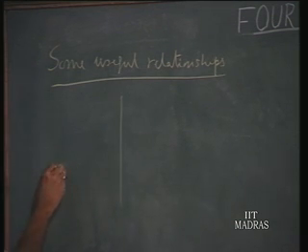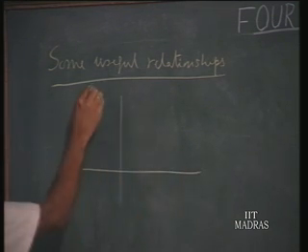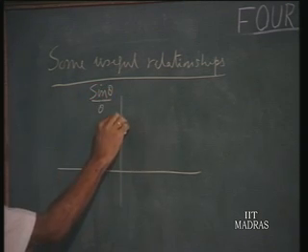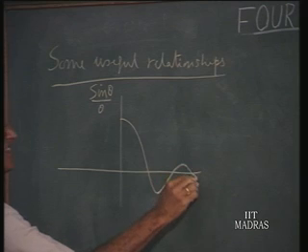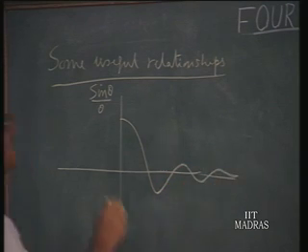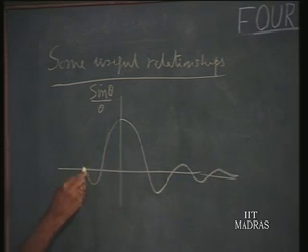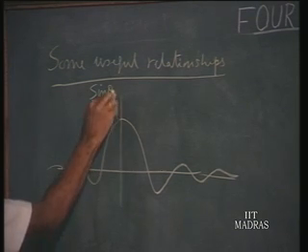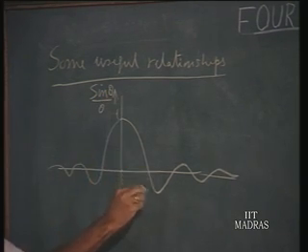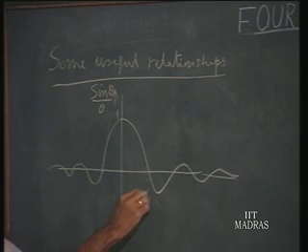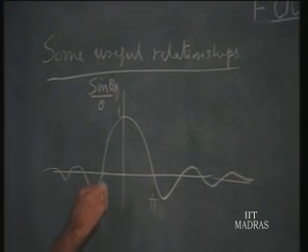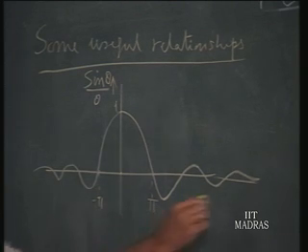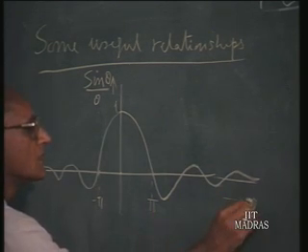We have discussed earlier the function sin theta by theta. This will have a variation like this, with an amplitude 1, and this will be pi, this is minus pi. Sin theta versus theta.